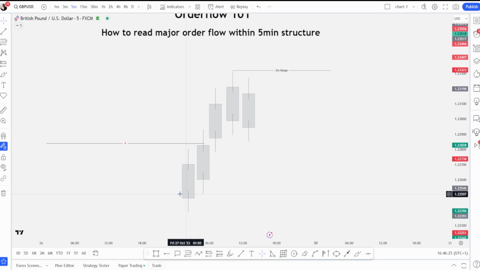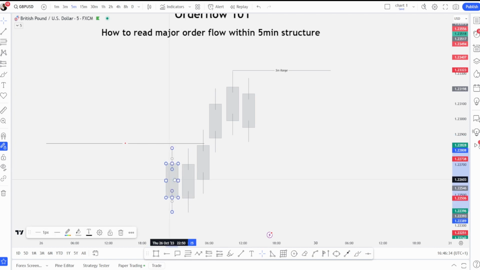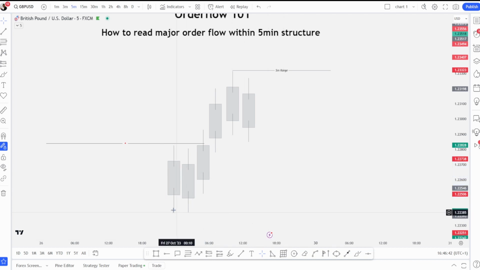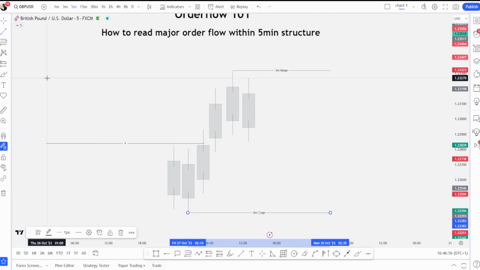Okay, now remember that right there isn't a low. Why is it not? Because we can't see the wick before it. So we're going to need to duplicate this again. And then this wick is going to sit just above it, right? So we know that this point now is our 5-minute low right here. Okay, so we now have a 5-minute range low and a 5-minute range high.